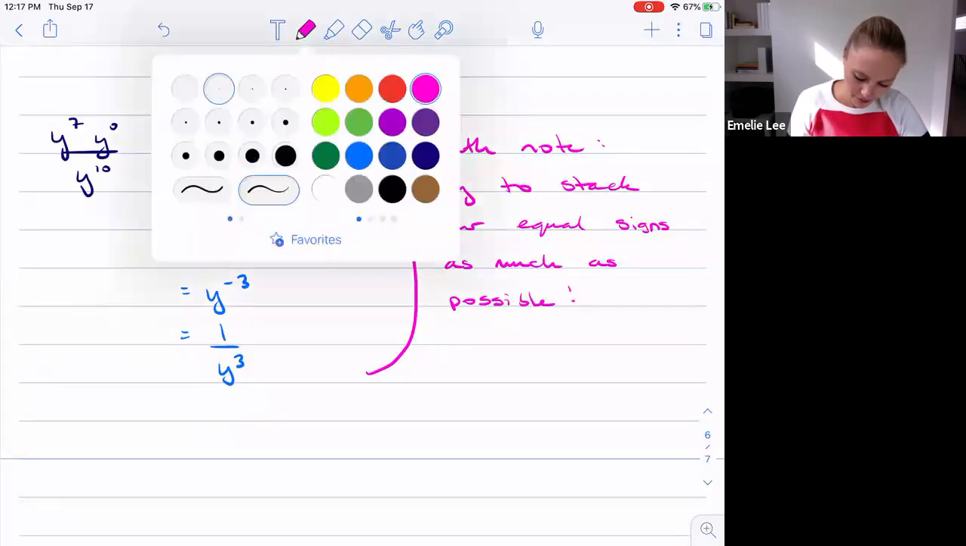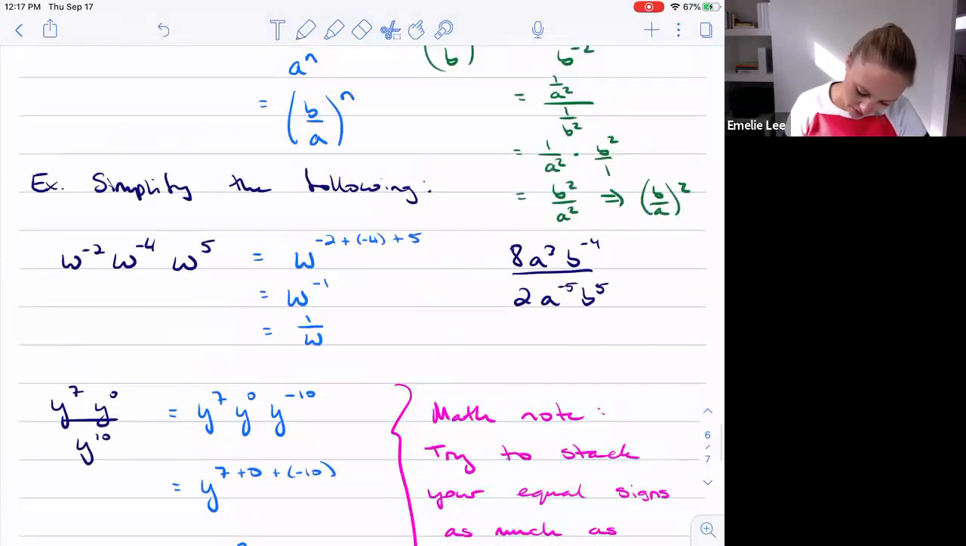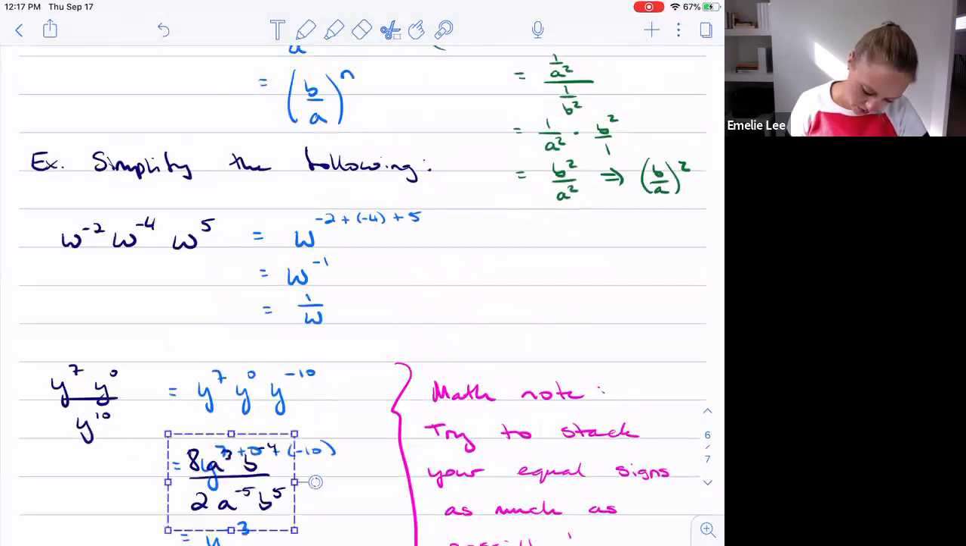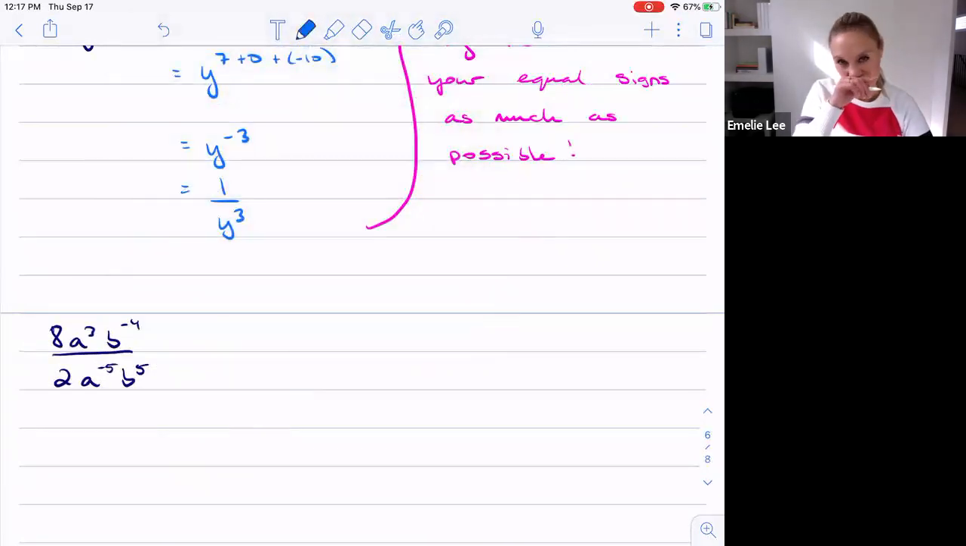So how about we do this last one? It's a little bit bigger. Put it on the fresh page. Like I said, there are a couple of different ways that we can deal with this. One way is to kind of separate.